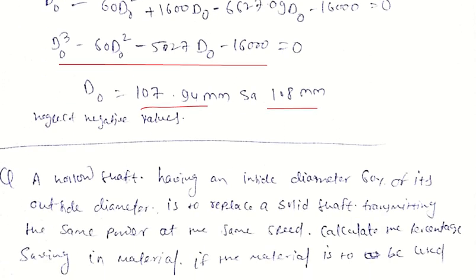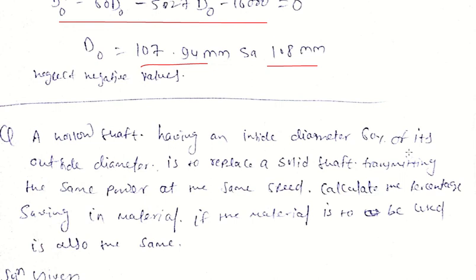Now another question: a hollow shaft having an inside diameter 60% of its outside diameter is to replace a solid shaft transmitting the same power at the same speed. Calculate the percentage saving in material if the material used is also the same. Okay, what is given in the question? The inside diameter is 60% of the outside diameter, that means 0.6 d outer, and it will replace the solid shaft, transmitting the same power and speed.